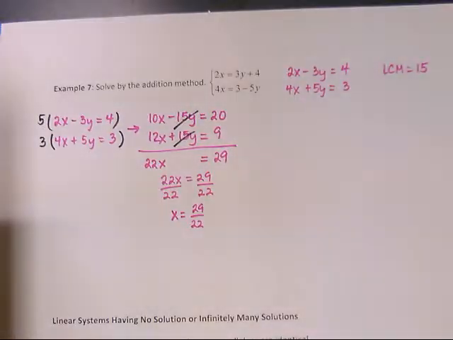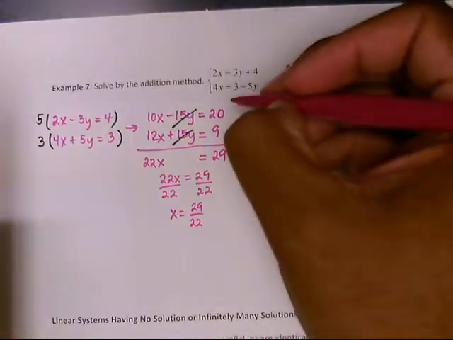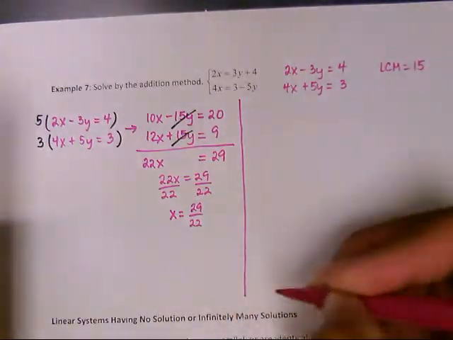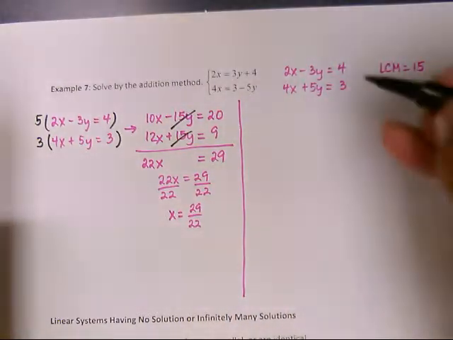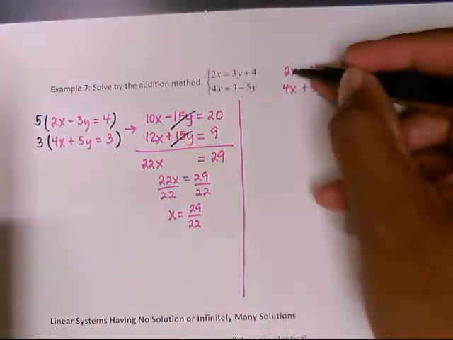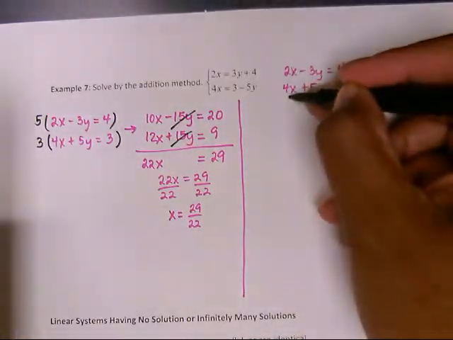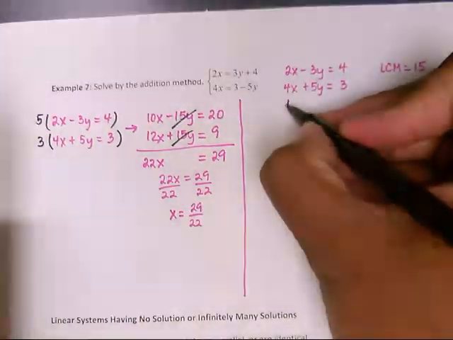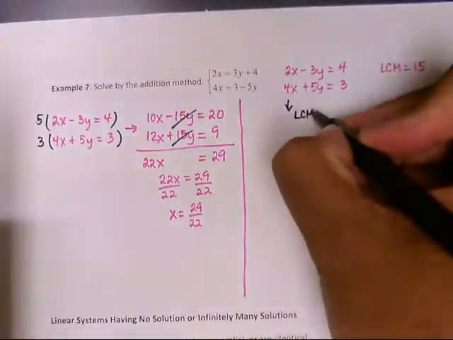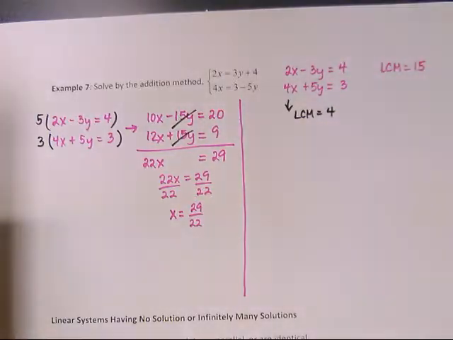So now we're going to do the addition method. This time we're going to try to eliminate the x's in this case here. Okay, so I'm going to draw a line here to separate this. Now, in this case here, I'm going to try to eliminate the x's here. I need an LCM, or least common multiple, for 2 and 4, which is in this case 4.